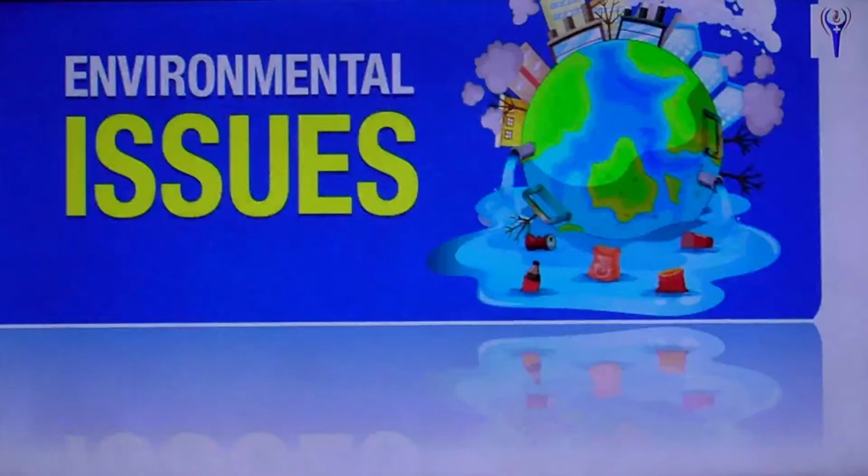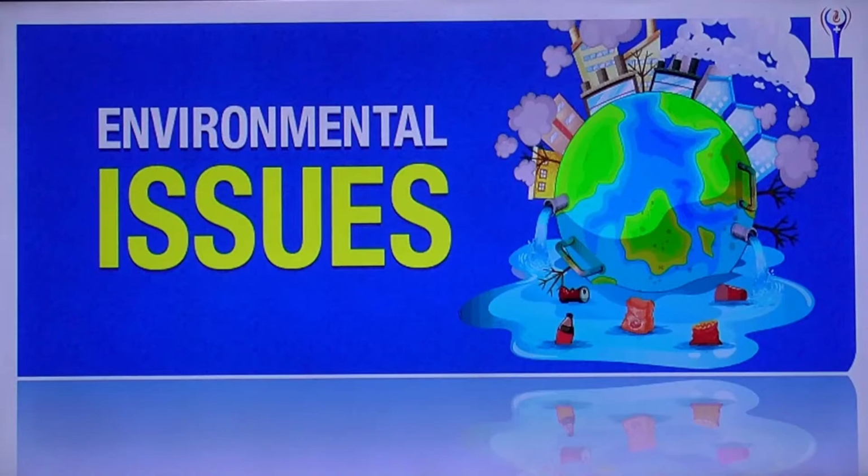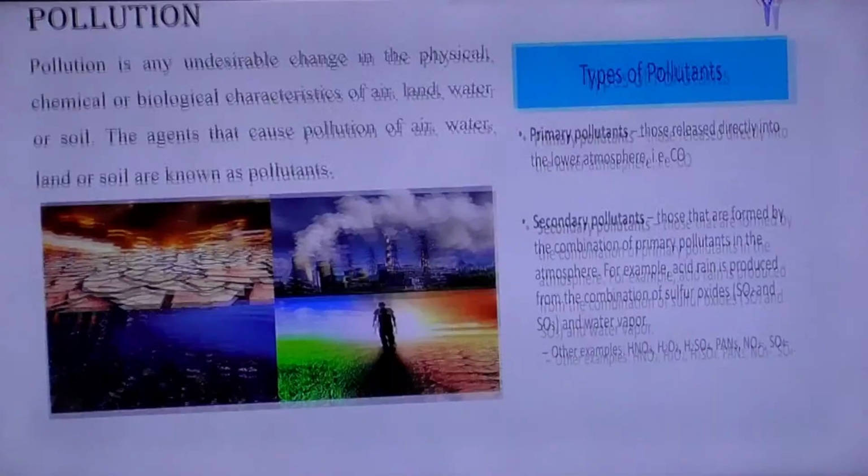Okay, in the next chapter what we're going to see is environmental issues. Since there is an increase in human population nowadays, the demand for water, food, homes, electricity and roads has also increased. So this demand leads to pressure on our natural resources like air and water. That leads to air pollution, water, soil and also noise pollution. Okay, we'll see about pollution.